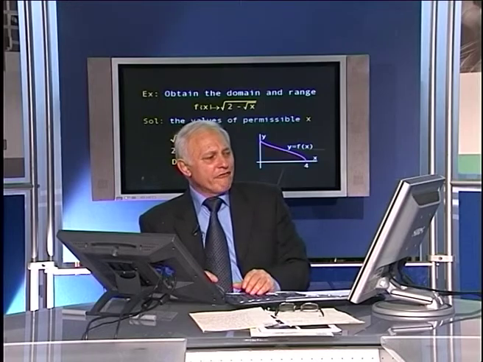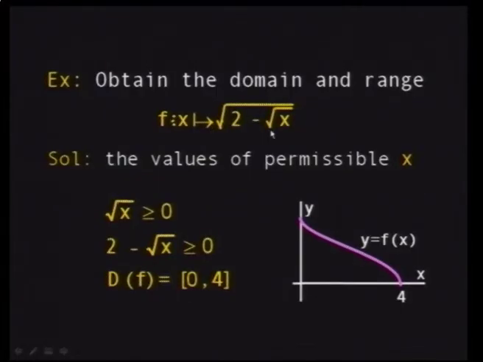Here is another function. f maps x into the square root of 2 minus the square root of x. Now, what are the permissible values of x? Directly you see that since what is under the square root must be positive, x must always be greater than or equal to 0. But again, the square root is always positive, as we said before. So y, the value of y, is equal to the square root of 2 minus something, so it must be less than the square root of 2. Again, x must be positive, so the domain must be all x that are positive.